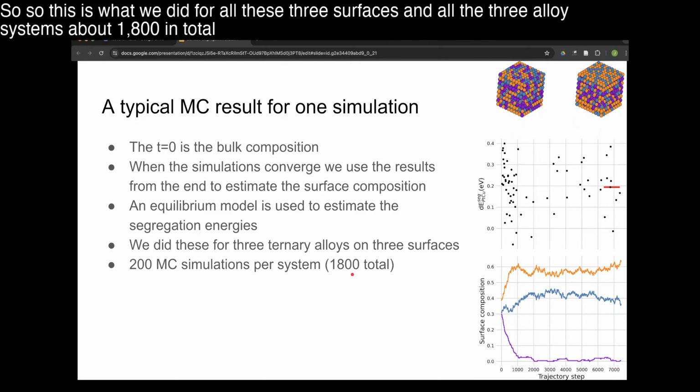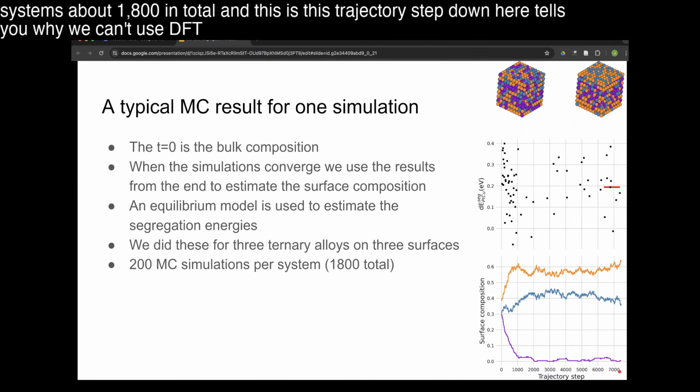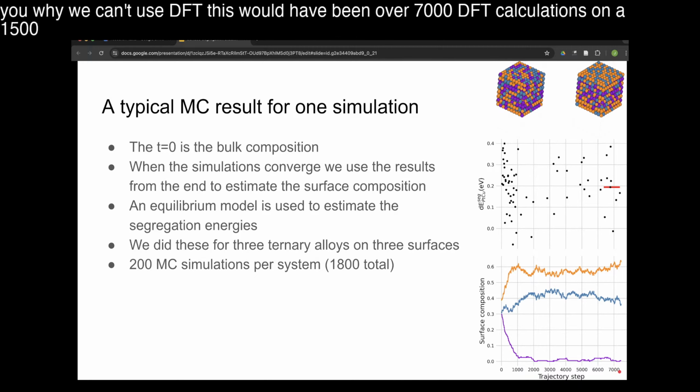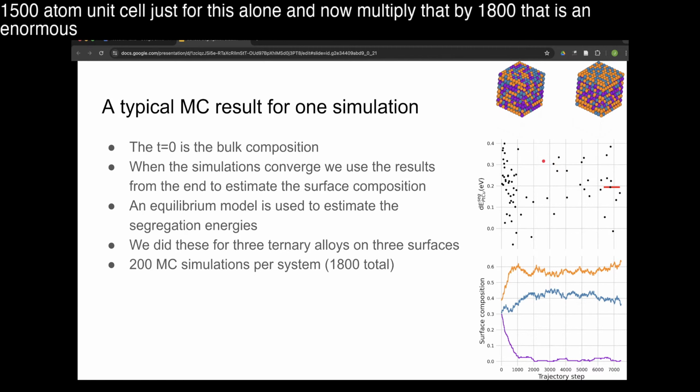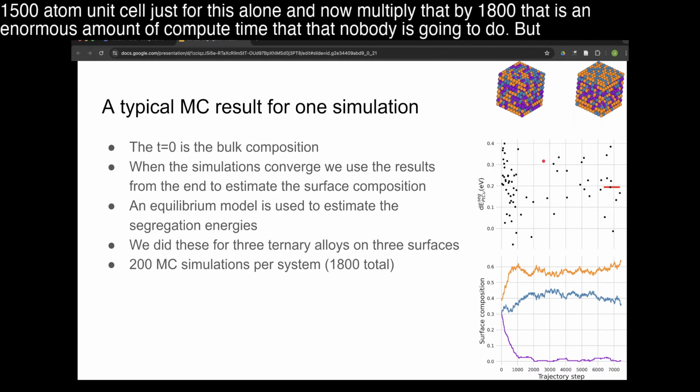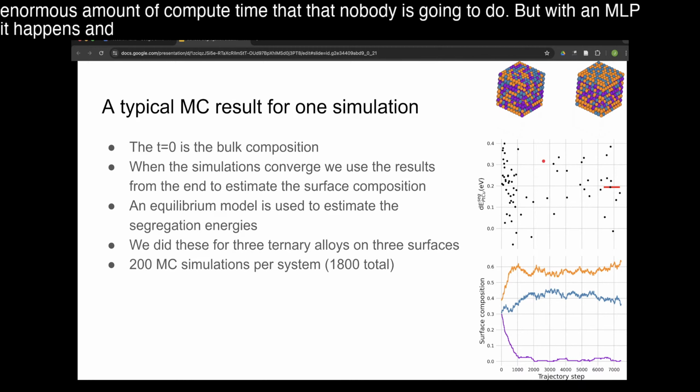total. And this trajectory step down here tells you why we can't use DFT. This would have been over 7,000 DFT calculations on a 1,500 atom unit cell just for this alone, and now multiply that by 1,800. That is an enormous amount of compute time that nobody is going to do. But with an MLP, it happens, and we were able to do this in a matter of weeks.